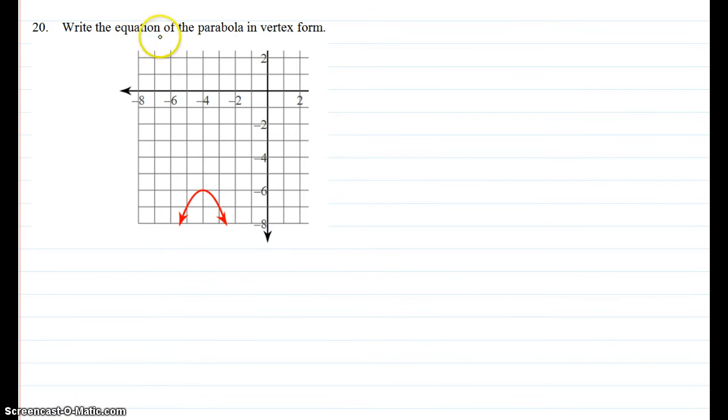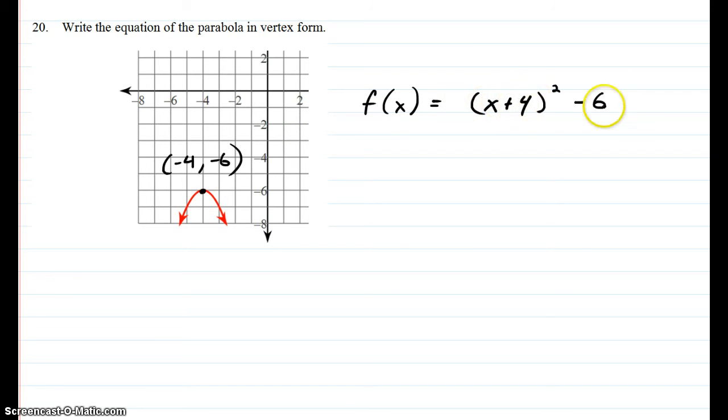All right, number 20, write the equation of the parabola in vertex form. So our vertex is at negative 4, negative 6. We've done enough of these now that hopefully you can just look at it. When I plug the negative 4 in, it makes it 0, so it's going to be the opposite, plus 4. And then that minus 6 will be on the outside here. So plug the negative 4 in. That makes this 0. We're left with that minus 6, so now this is in vertex form.